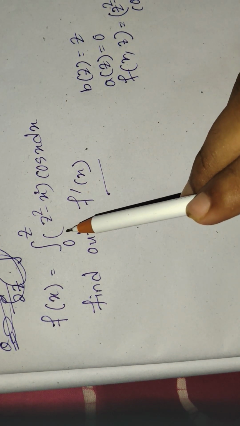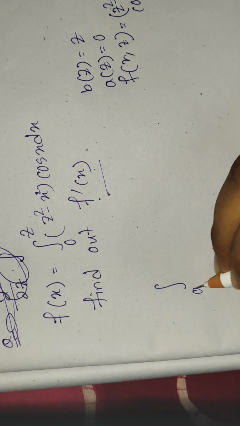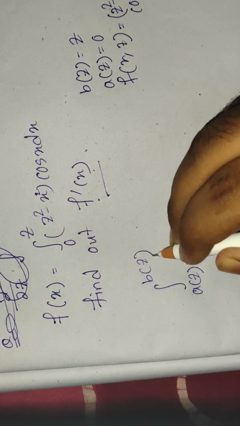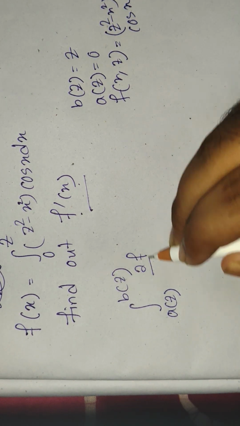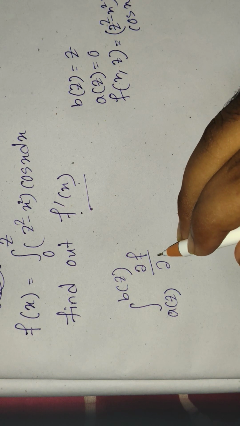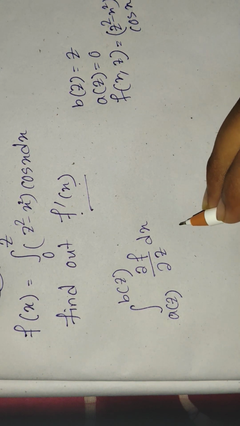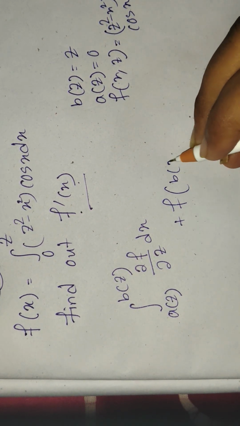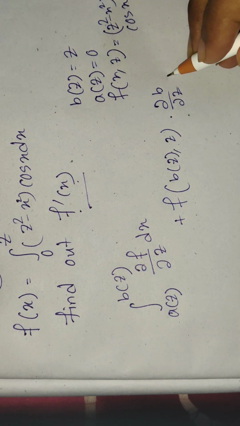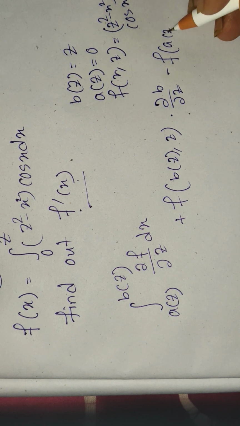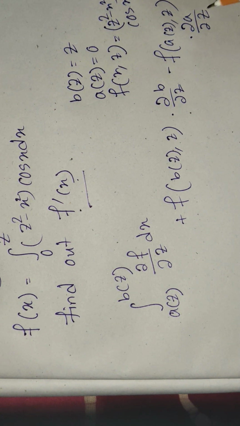Now the first thing will be the integral from a(z) to b(z) of del f by del z into dx, plus f(b(z), z) into del b by del z, minus f(a(z), z) into del a by del z.